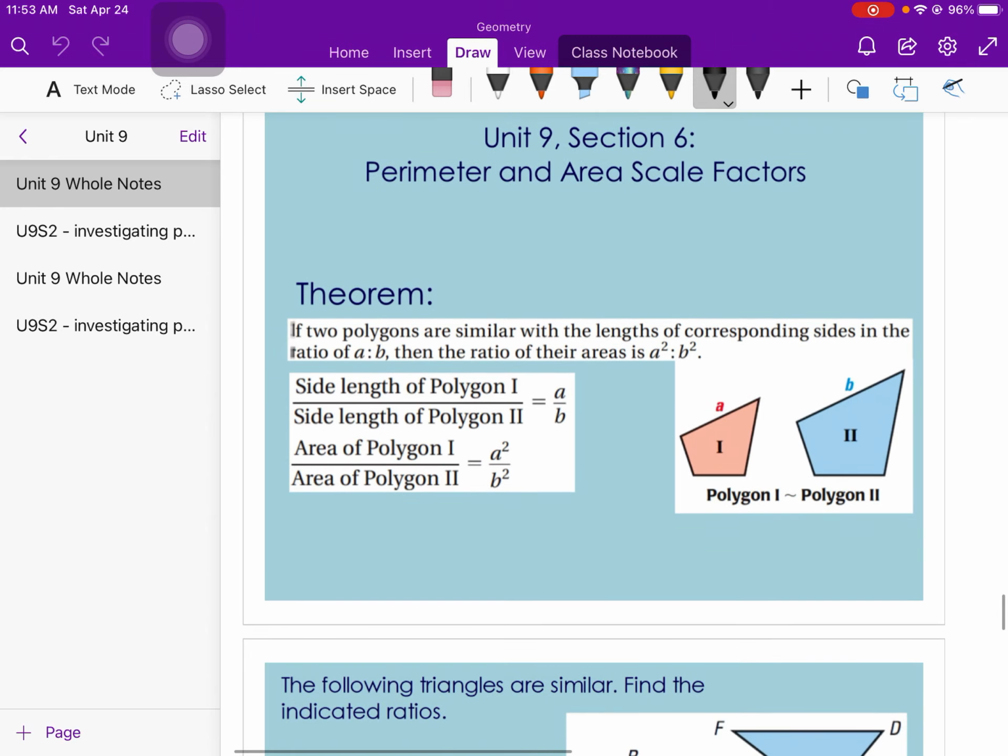So the theorem states that if two polygons are similar with the lengths of corresponding sides in the ratio of a to b, then the ratio of their areas is a squared to b squared.